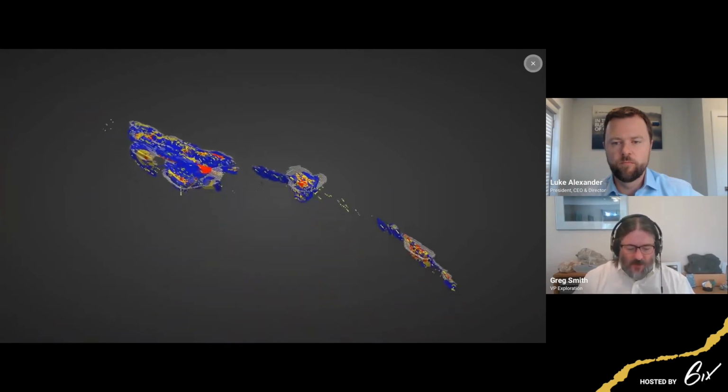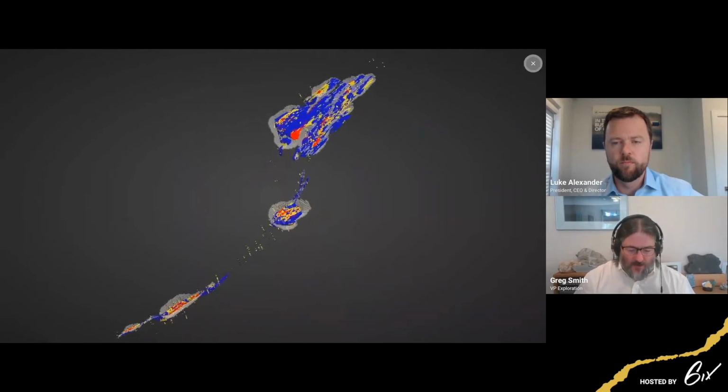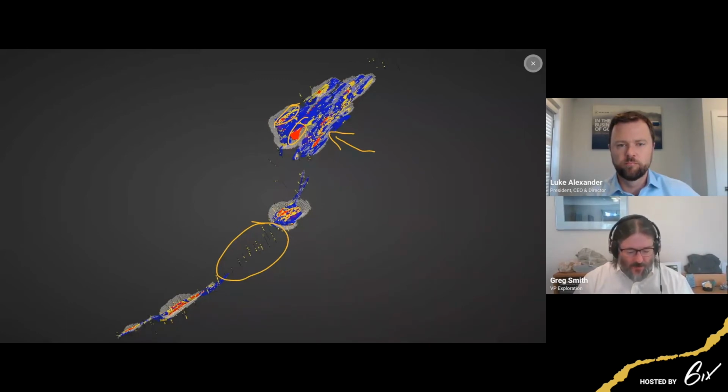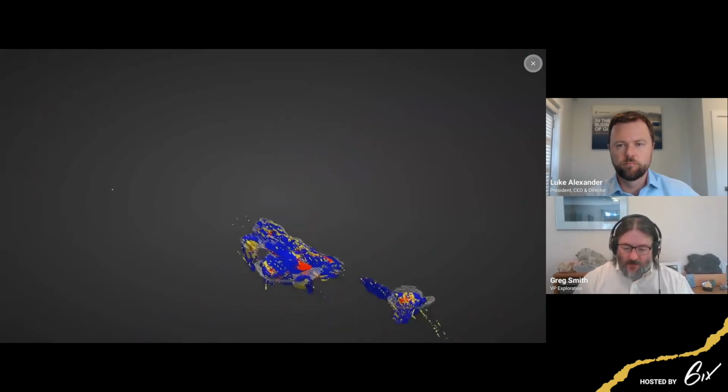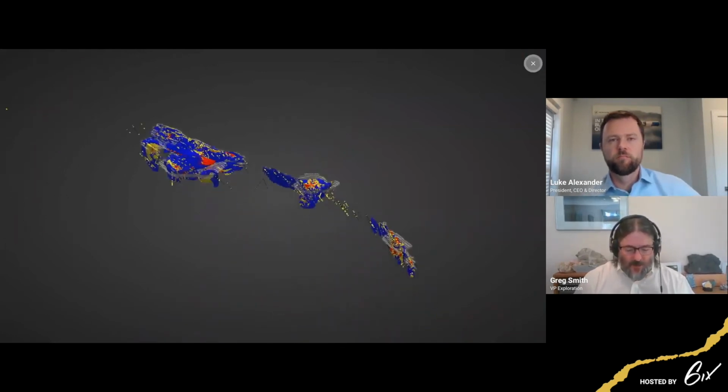So again, you'll see that all of these 3-dimensional models have the same aspect to them. So again, the pit shells, the resource itself at the various cutoffs, the blue, the yellow, 0.5 gram to 1 gram, and the red greater than 1 gram. And then these are the drill hole traces here. So the black are the drill hole traces, and the yellow are the zones where we've encountered the gold values.